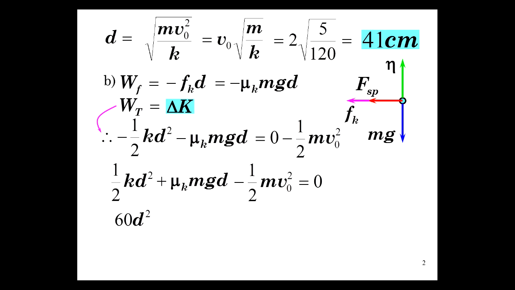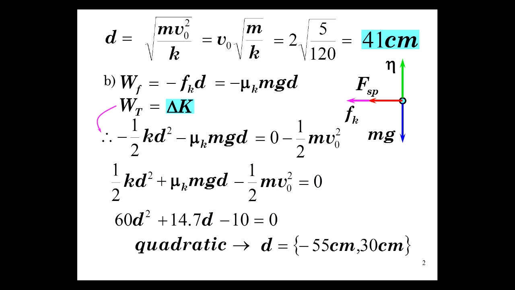And so let's go ahead and plug numbers in now. 60d squared plus 14.7d minus 10 is equal to 0. So you work out the quadratic solutions and you get minus 55 centimeters and 30 centimeters. So 30 is our result that we are looking for. Quite a bit less than 41.